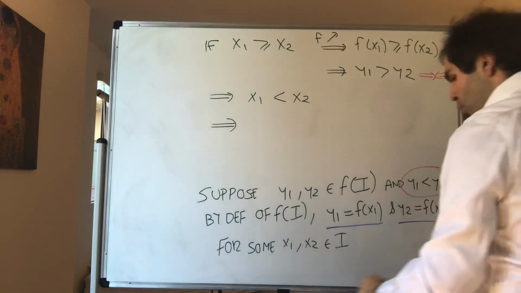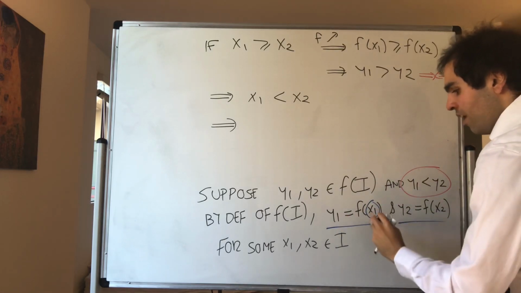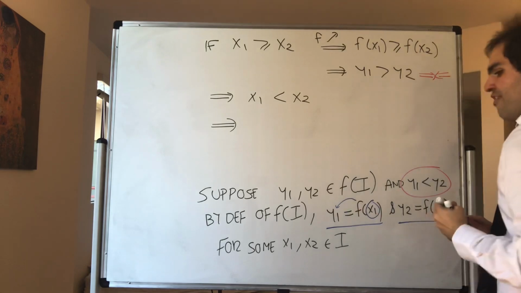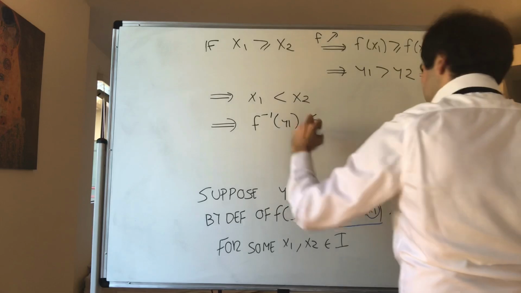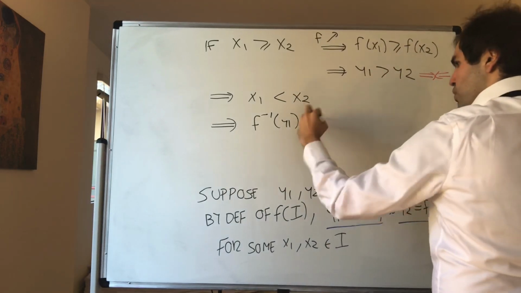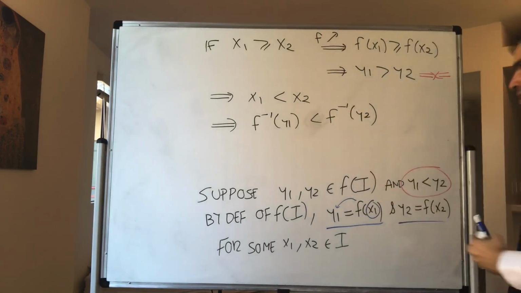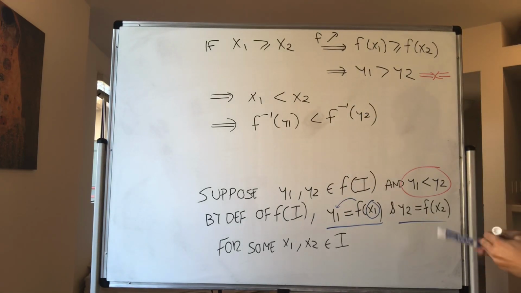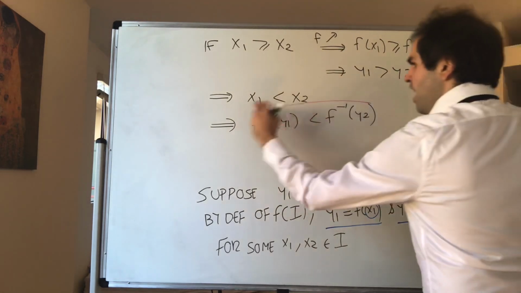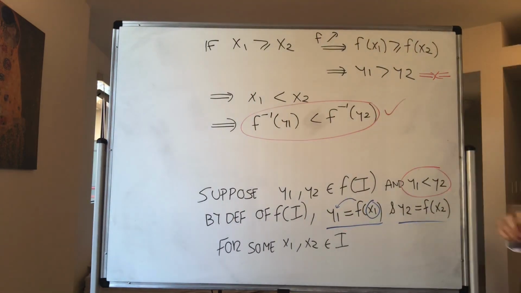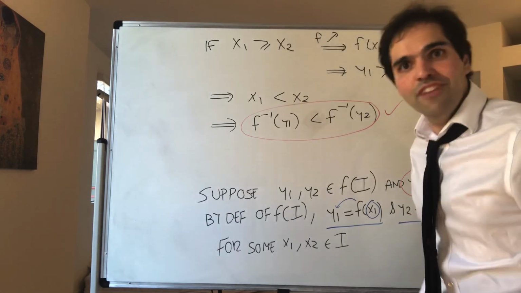But what is x1? Well, since f of x1 is y1, x1 is just f inverse of y1. And similarly, x2 is f inverse of y2. It's kind of the return flight, and therefore what have we shown? We assumed y1 was less than y2, and we've shown that f inverse of y1 is strictly less than f inverse of y2.